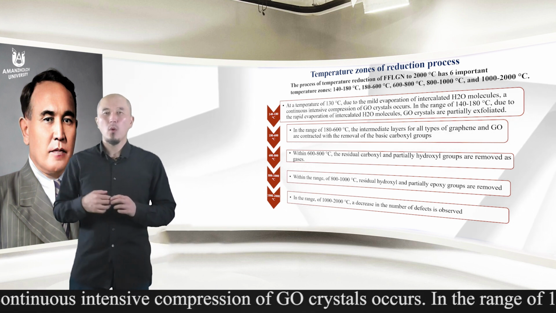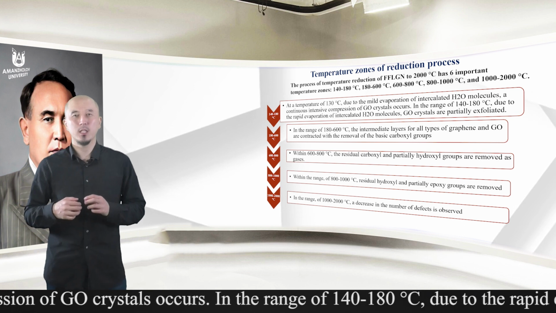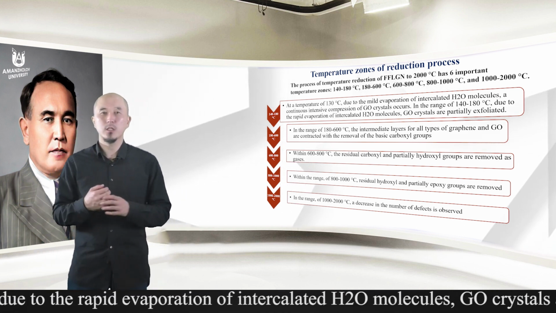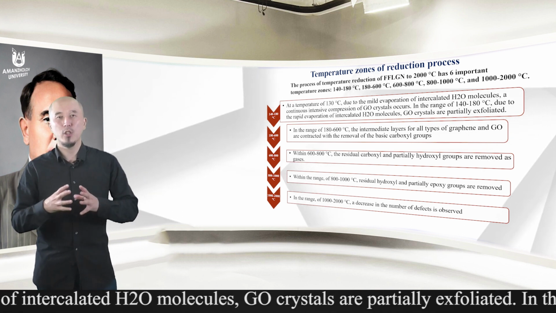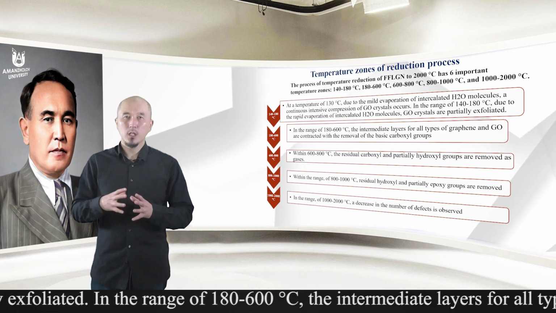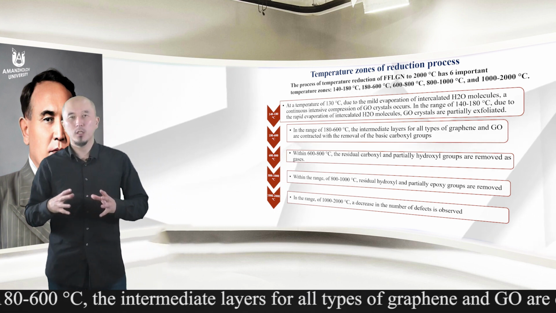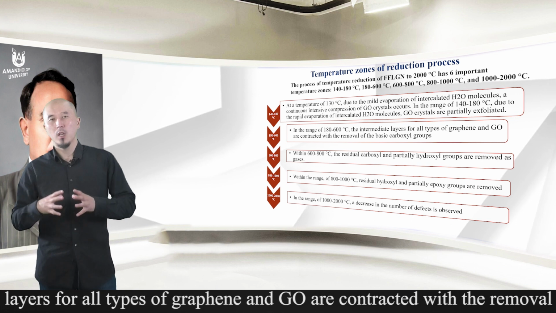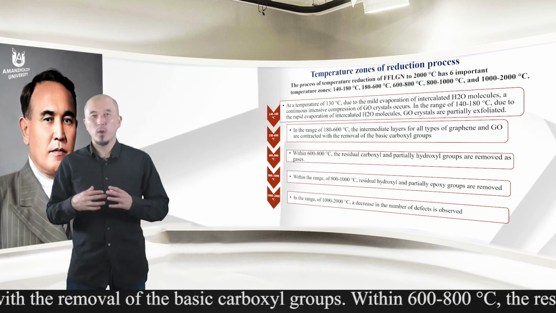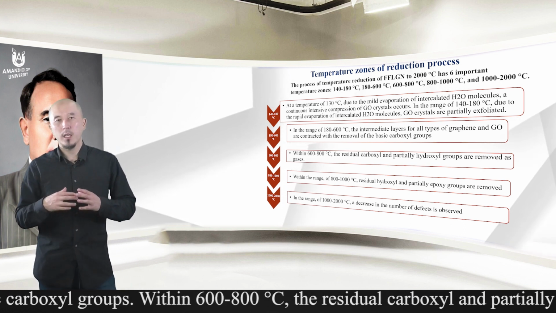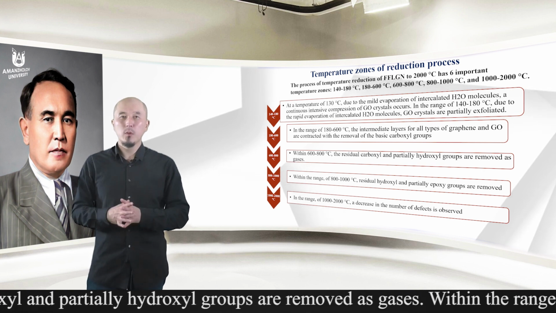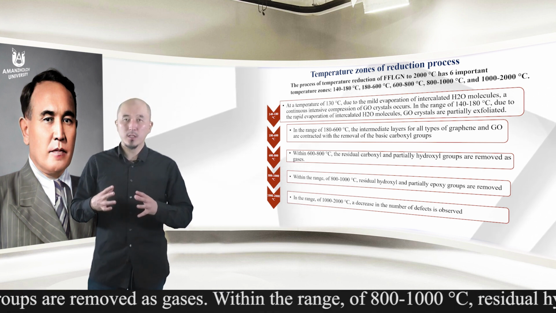At a temperature of 130, due to the mild evaporation of intercalated hydrogen molecules, a continuous intensive compression of Joule crystal occurs. In the range of 140-180, rapid evaporation of intercalated hydrogen molecules occurs. Joule crystals are partly accelerated, and in the range of 180, the layers of all types of graphene and Joule are contracted with removal of basic carboxyl groups.